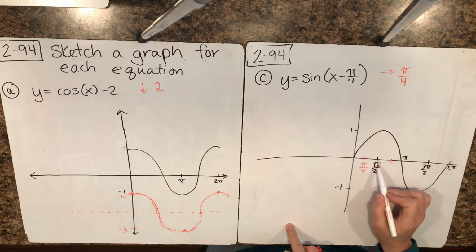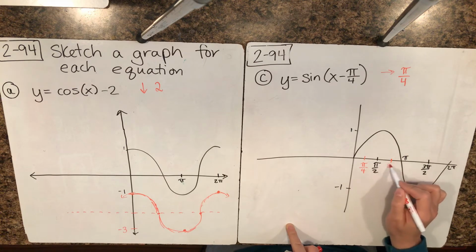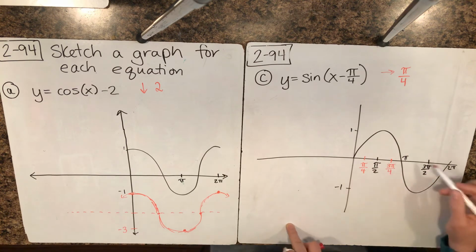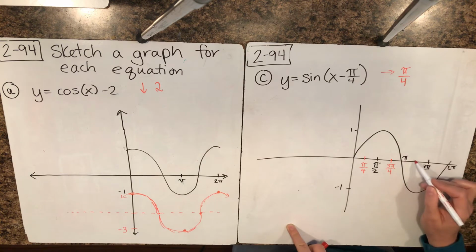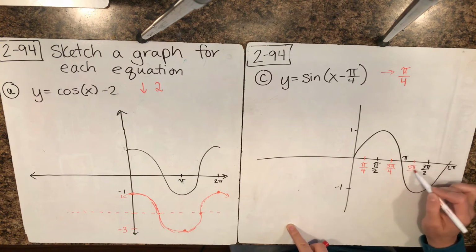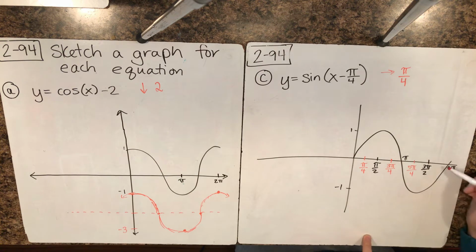This is going to be 1/2 plus a fourth, so 3/4. This is going to be 4/4 plus a fourth, or 5/4. This is 6/4 plus a fourth, 7/4. And this is 8/4 plus a fourth, 9/4.